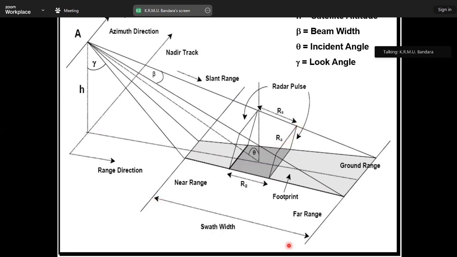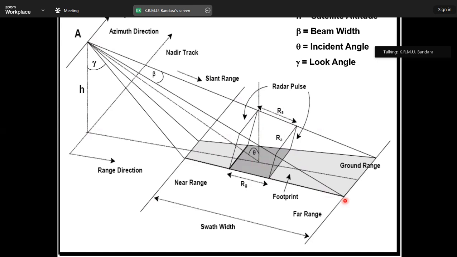This is the swath width. Okay, this is what is called normal. This is the satellite altitude, H. Theta is the incident angle. The incident angle is the ray coming to here.